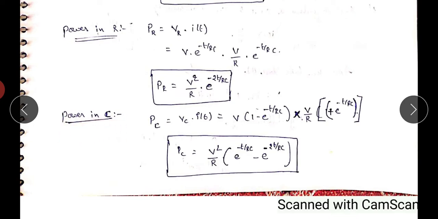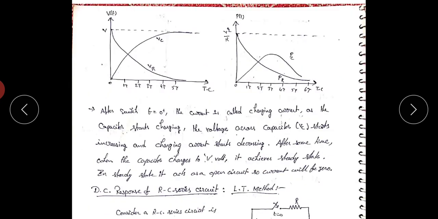So next, the power in the capacitor: the voltage across the capacitor into the current flowing through the capacitor. So Vc equals V into 1 minus e power minus t by RC, and I of t equals this expression. By multiplying these two terms, we get Pc equals V square by R into e power minus t by RC minus e power minus 2t by RC. These are the model graphs between Vc, VR, PR, PC.